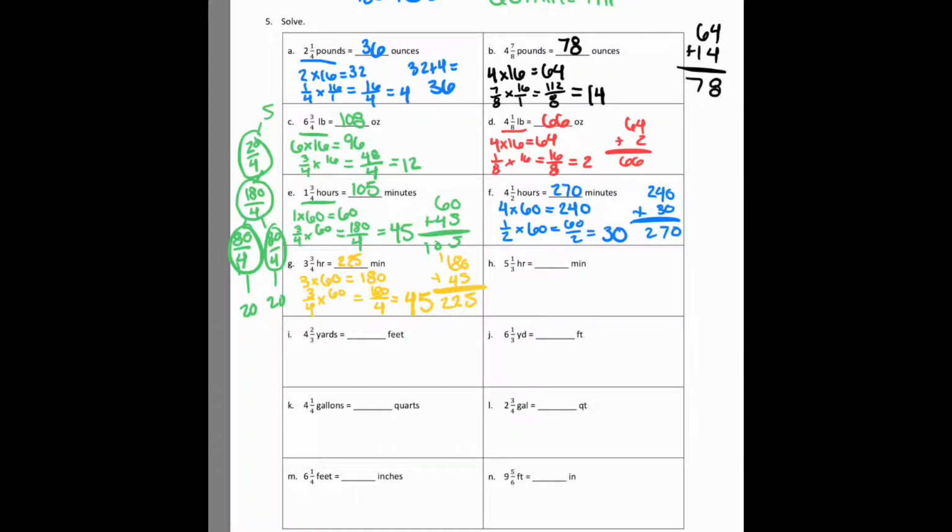All right, let's look at H. 5 1/3 hours equal to how many minutes? So I'm going to say 5 times 60 is 300. 1/3 times 60 would give you 60 thirds. And when you pull out all those wholes, you'll get 20. And then 300 plus 20 is just 320 minutes.